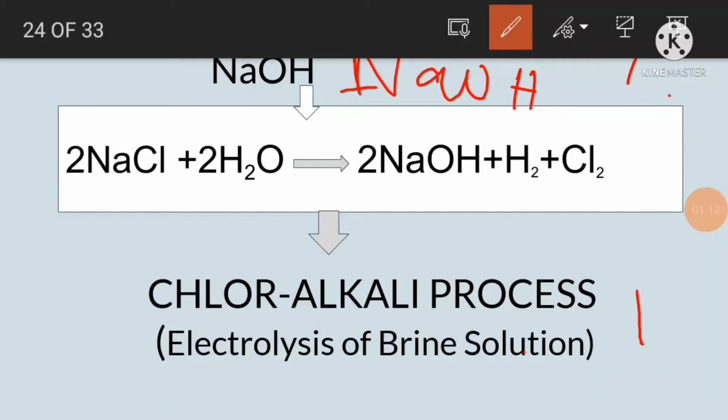The process of electrolysis of sodium chloride solution is called the chlor-alkali process. And the three products obtained as a result of this reaction are very important, because all these three products have a large number of uses.